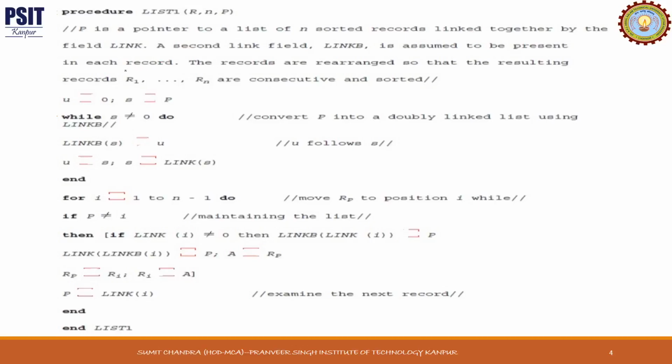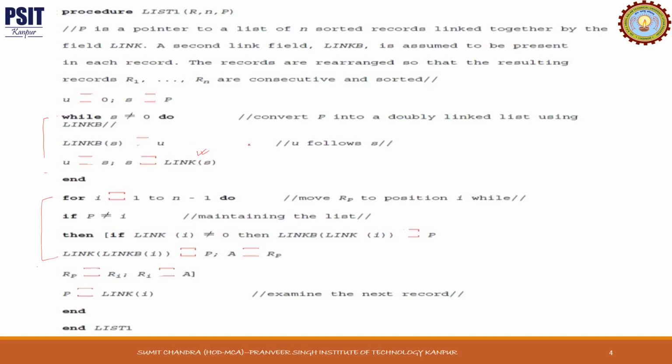This algorithm I have taken from Horowitz and Sahni. So here you can see that this block of code is converting a single linked list into a double-ended linked list, and this block of code is doing the processing of the logic for exchanging the links. So what you have to do at every step: if the conditions match, like p is not equal to i and link of i is not equal to 0, then link b is the second pointer which was introduced here to convert the single linked list into a double-ended linked list.